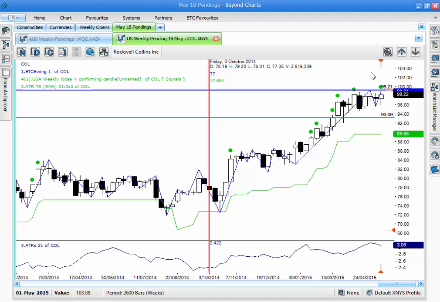Protective stop at 93.09. So that's outside of 2 ATRs. It's at least 0.5% below that medium-term trough. The green line that I've drawn on here, this is just a trailing 3 ATR. So some of you, if you don't know how to apply that to your charts, certainly let us know. Click on the emails that we send you, or just give us a call, and we'll show you how to put that onto your Beyond charts.